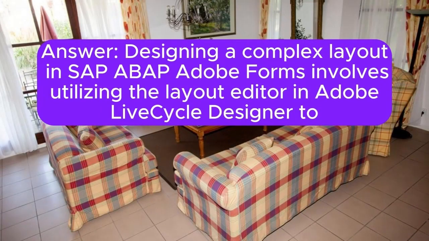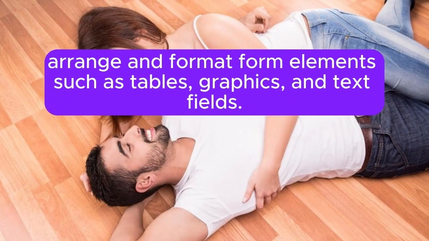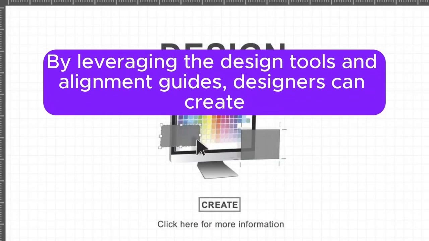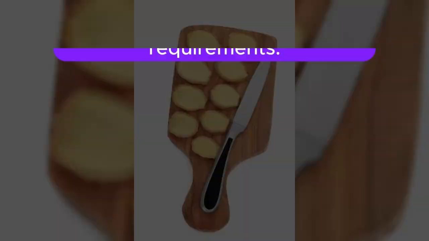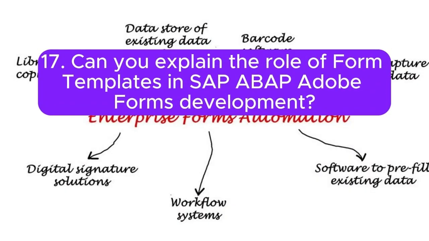Answer. Designing a complex layout in SAP ABAP Adobe Forms involves utilizing the layout editor in Adobe Lifecycle Designer to arrange and format form elements such as tables, graphics, and text fields. By leveraging the design tools and alignment guides, designers can create visually appealing and functional form layouts that meet business requirements. 17. Can you explain the role of form templates in SAP ABAP Adobe Forms development?